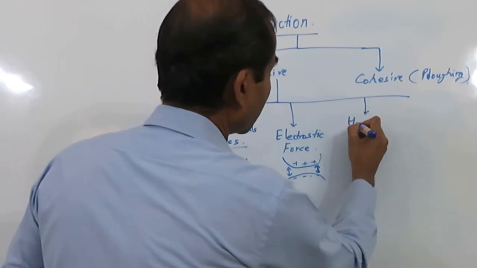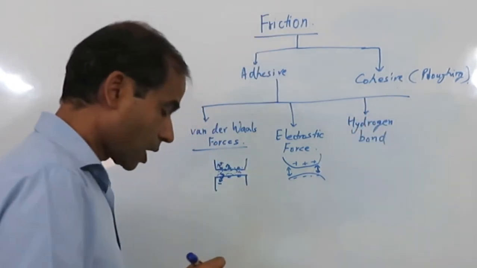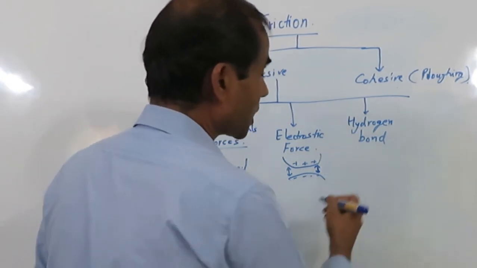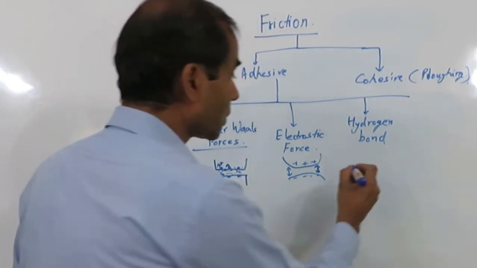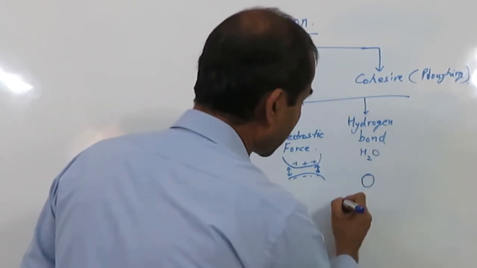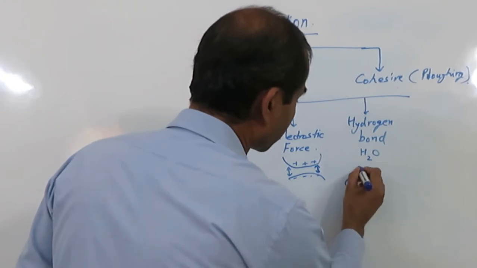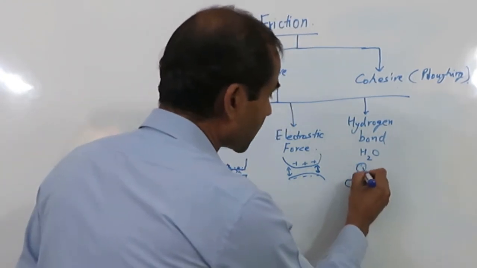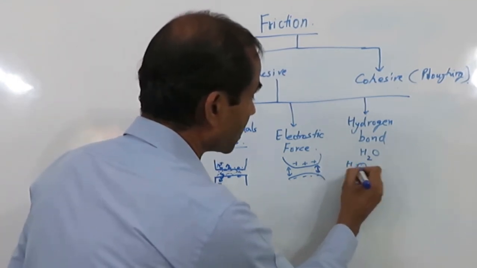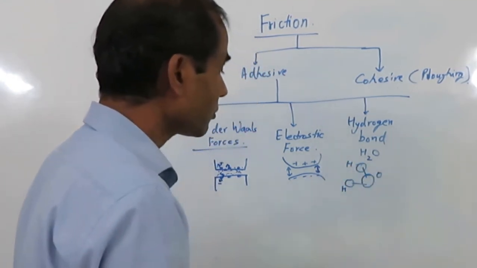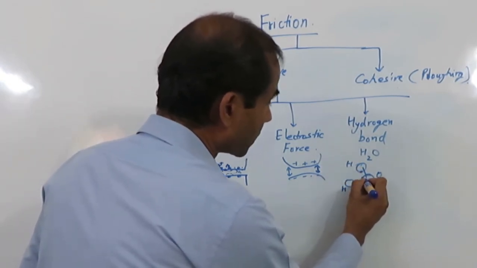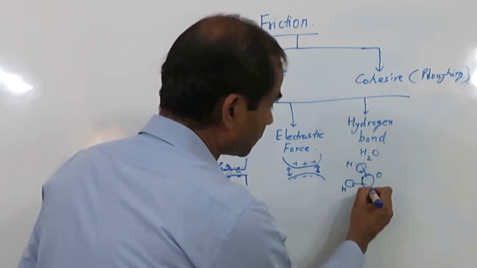And the third one is hydrogen bond. So hydrogen bond acts between two materials which have hydrogen as part of their molecules. One very good example is H2O. So in H2O, oxygen atom and hydrogen atom are together and they have a certain structure or dimension. So this is H and this is O. H has one electron of its own, and O has 8 electrons of its own.